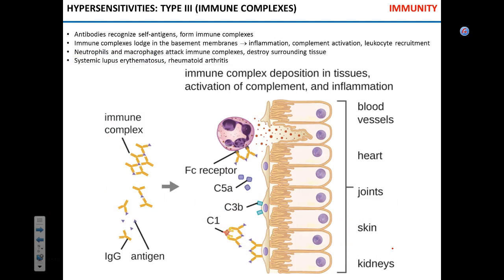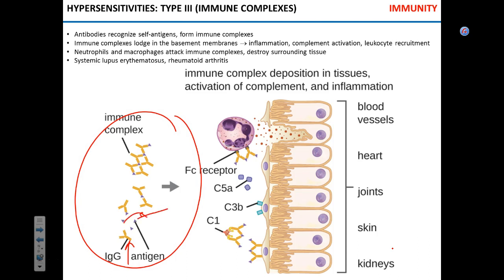Now, type 3 hypersensitivities. That is true autoimmune disorder. I mean, by true, I'm not saying that others are false, but it's like hardcore autoimmune. So you have antibodies here, immunoglobulin G. And you see the antigen. Can you see the antigen? The little triangles. So your antibodies recognize the antigen and they form what's called an immune complex. And this immune complex gets deposited in the basement membrane of the epithelial cells. You with me so far?